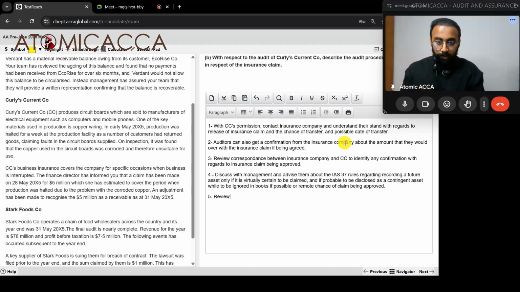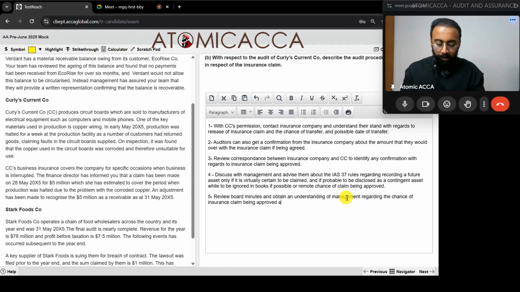Review board minutes and obtain an understanding of management's view regarding the chance of the insurance claim being approved and also about their future plans regarding the improvement of circuit board quality.